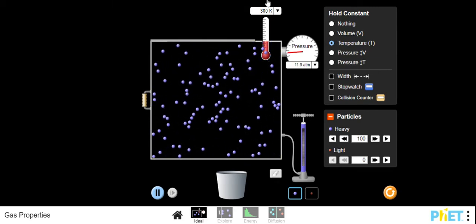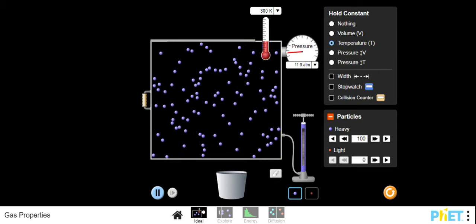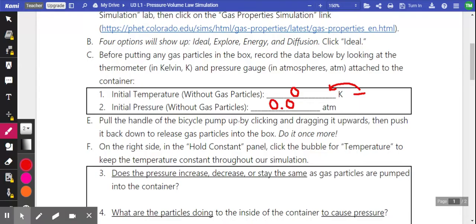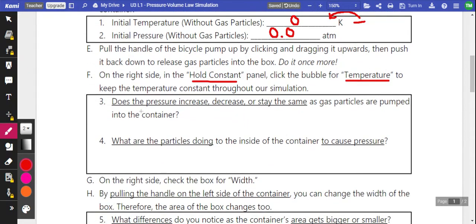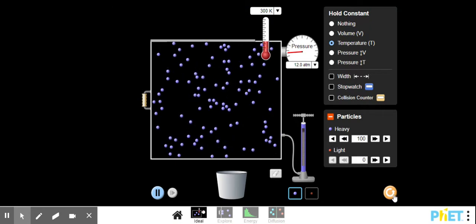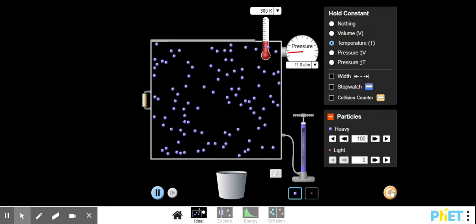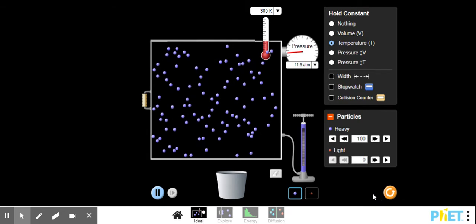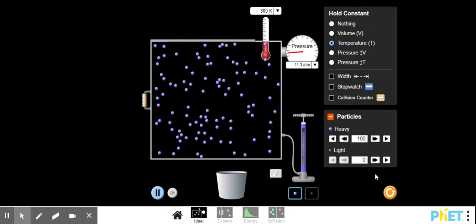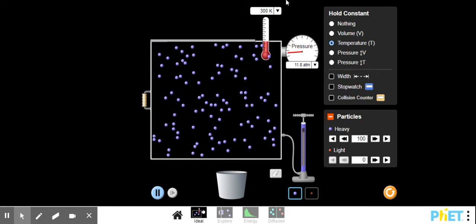Okay, so let's see what our lab is requiring us to do next. We put gas particles in the box, and we are holding temperature constant, which is good. We've got a couple questions about how the pressure changed. If you ever need to go back and try something again, there's this little orange reset button down here. So if you're like, ooh, I didn't watch the pressure as I was putting in particles, well, you can just hit this reset button and start over and see how it goes. Usually it's pretty fast to get back to where you were.